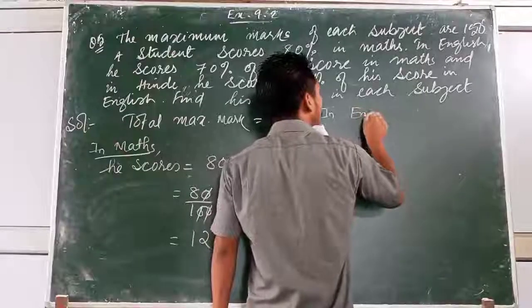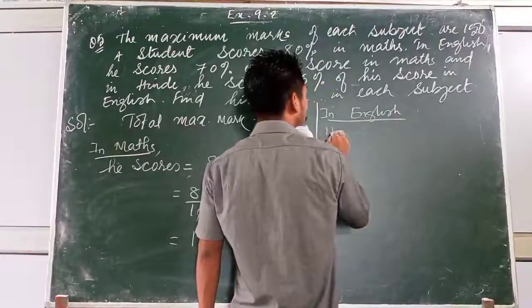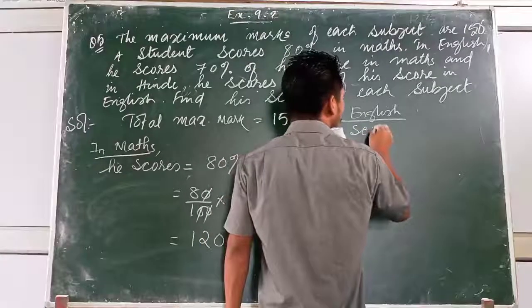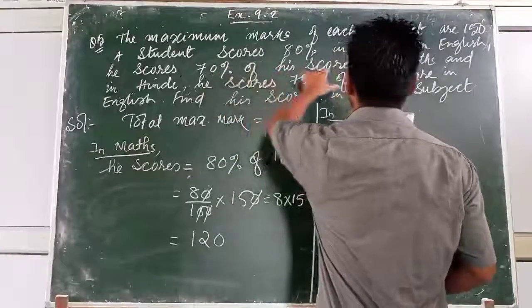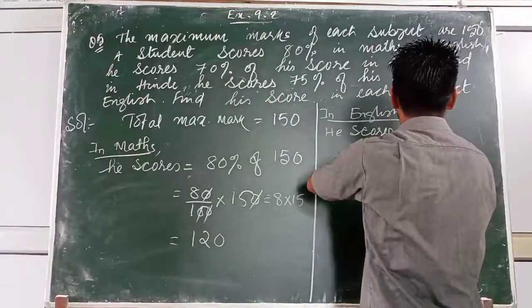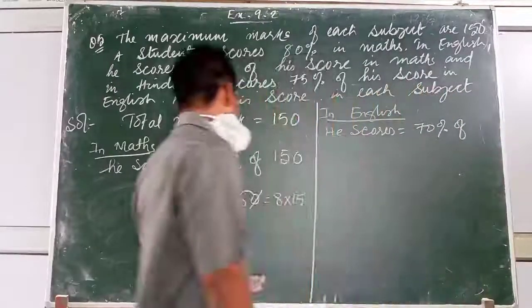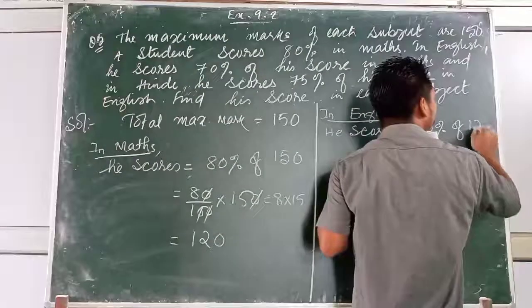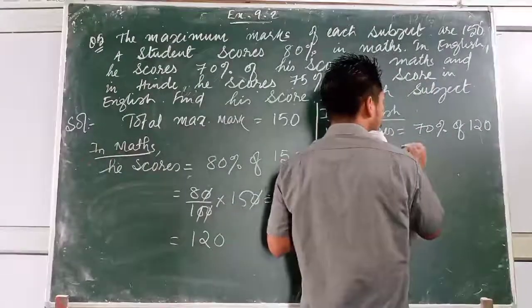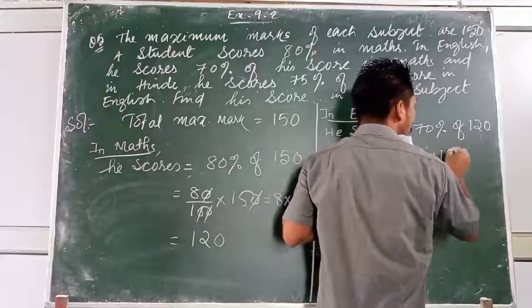In English, how much have you scored? His score is 70% of his score in mathematics. Obviously his score in mathematics is 120. So you have to multiply by 120, which implies 70 by 100 into 120.